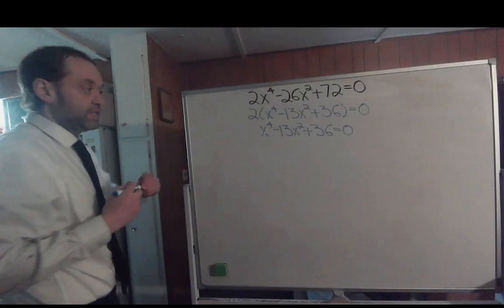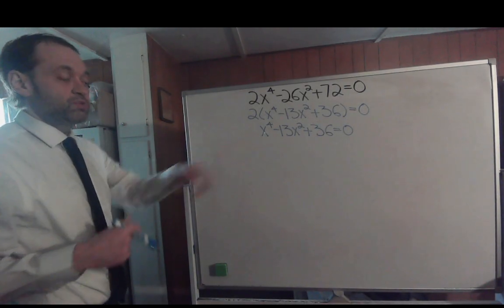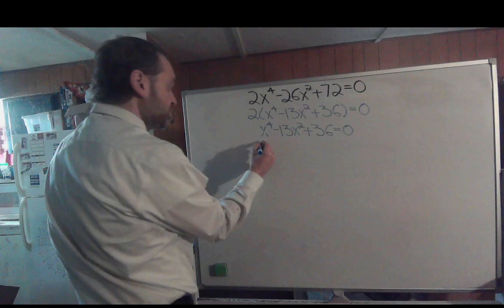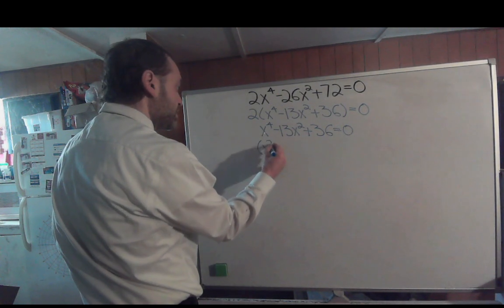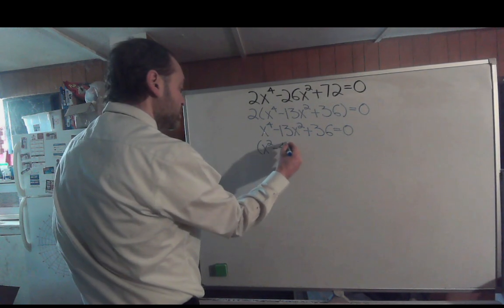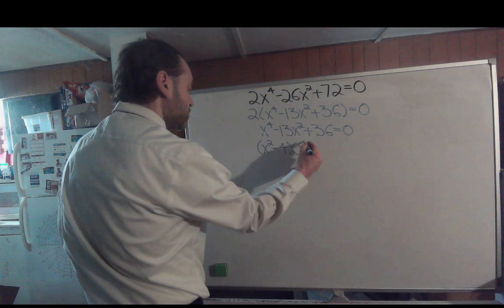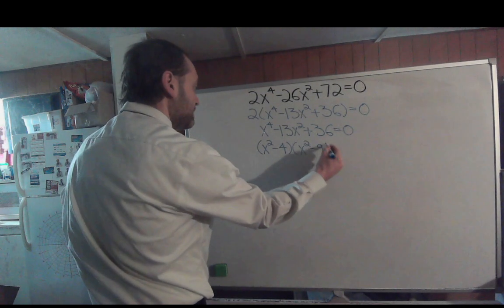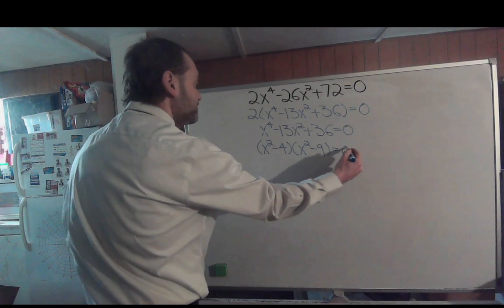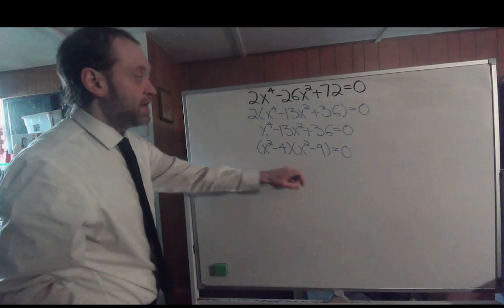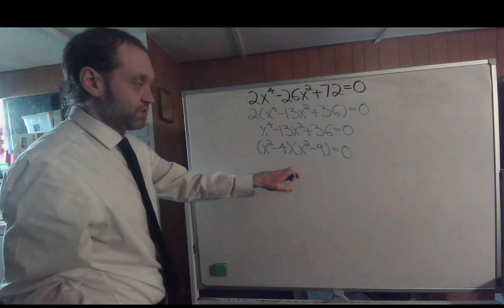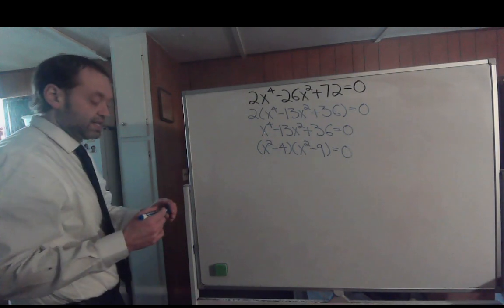Now we can treat this almost like a quadratic since we have an even power. This would factor into x squared minus 4 times the quantity of x squared minus 9 equal to 0. And if you FOILed all this out, you would get x to the 4th minus 13x squared plus 36.